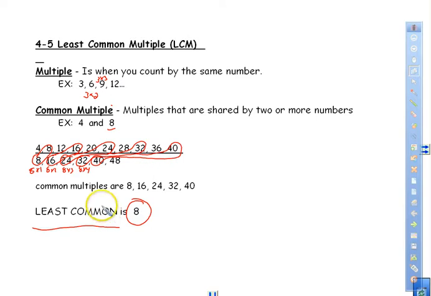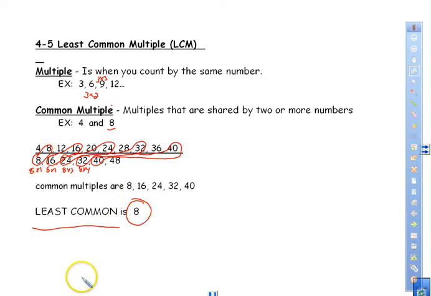Okay? So this is where you can see all these common multiples, and if it's asking you to list the first 3 common multiples, then my answer would be 8, 16, and 24. If they're asking you for the least common multiple, then it would be the smallest one, which is 8.